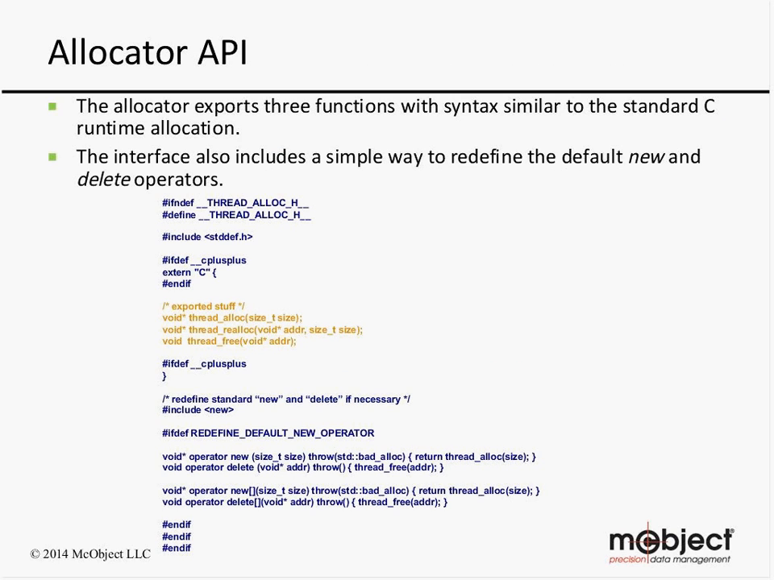So to the applications, the allocator exports 3 functions that have a syntax very similar to the standard C runtime allocation APIs. We've got thread malloc, thread realloc, and thread free. And for applications written in C++, the memory manager's interface also includes a simple way to overload the new and delete operators, so you can use the thread local allocator in your application code transparently to the standard new and delete, that is.